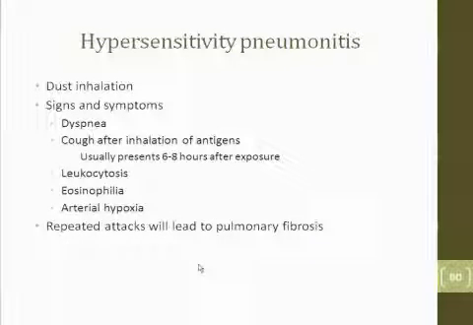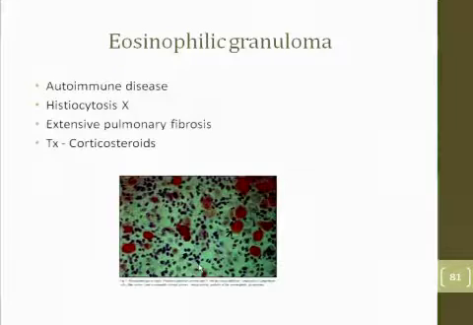If you look at hypersensitivity pneumonitis, this is from dust inhalation. The signs and symptoms are that over time the person develops dyspnea and cough after inhalation of the antigens. You get leukocytosis, eosinophilia, and arterial hypoxemia. Repeated attacks will eventually lead to pulmonary fibrosis.